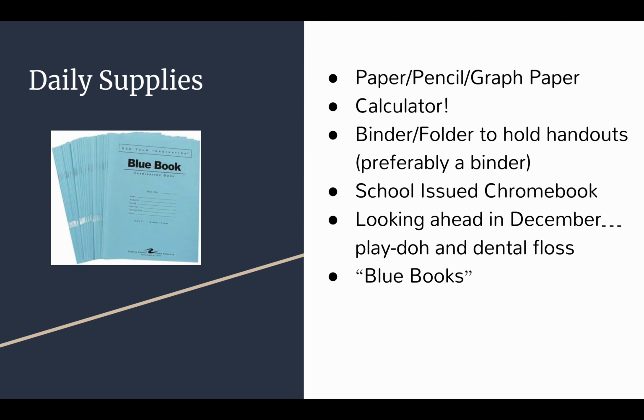Students will need paper, pencil, graph paper, all of the usual stuff, a calculator, probably a binder. I give lots of handouts. They need their Chromebooks. Looking ahead in December, you probably need Play-Doh and dental floss for your child. We do a little volume lab with Play-Doh. And then the students will need blue books for class. And this is what they look like. You can buy them from Amazon.